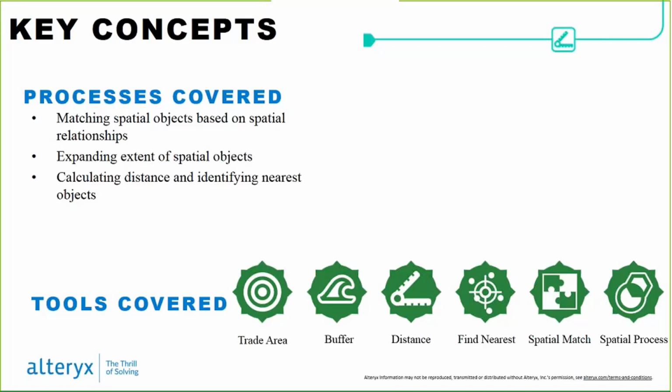So for expanding the extent of spatial objects, we're going to be looking at the trade area tool and the buffer tool. Buffer tool doesn't get talked about nearly enough in my opinion, and I think it's a really neat feature that we can use to modify the areal extent of the spatial objects. We're also going to be talking about the distance and the find nearest tool, kind of in conjunction, about how those either can work together and why you might choose one approach over the other.